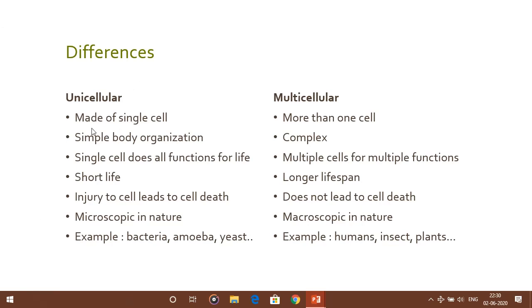So whatever other things we can see, in unicellular organisms we have a single cell structure, and the body organization is very simple. And the single cell does all the functions of life. In the case of amoeba, it doesn't have any other kind of cells.